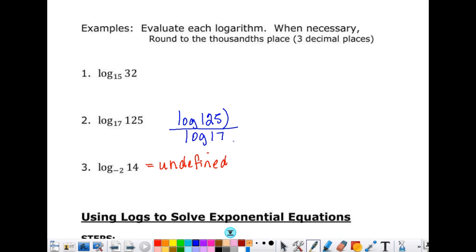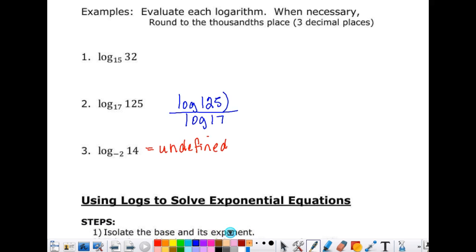Not tomorrow's test, not the TSIA test, but later this week or early next week, we're hoping to have a test over logs. So what'd y'all get?